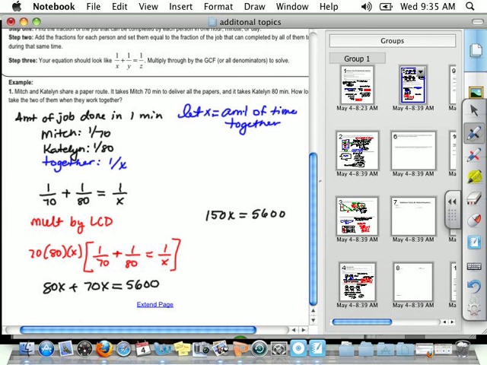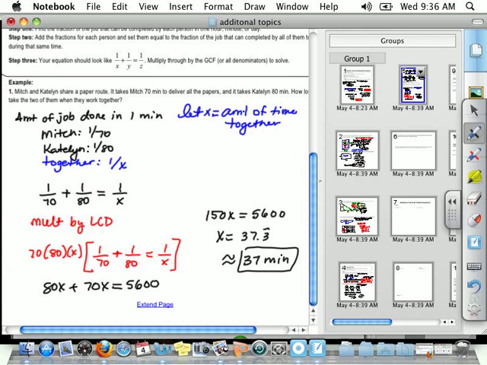So do 5,600 divided by 150. So 37.3, is that what you guys are saying? So together it takes them a little bit more than 37 minutes. So about 37 minutes.